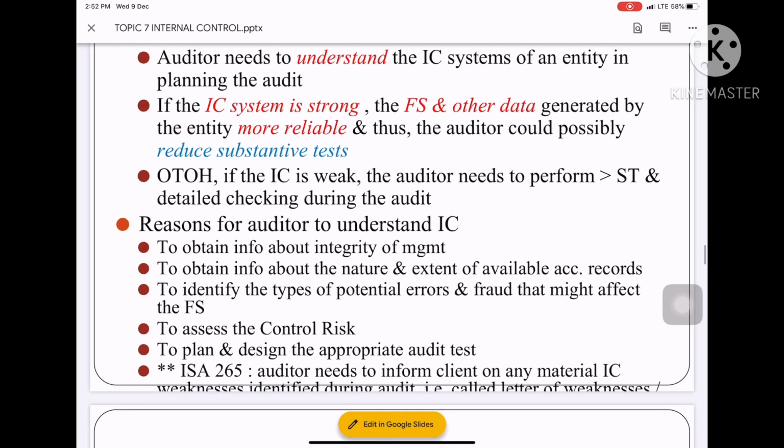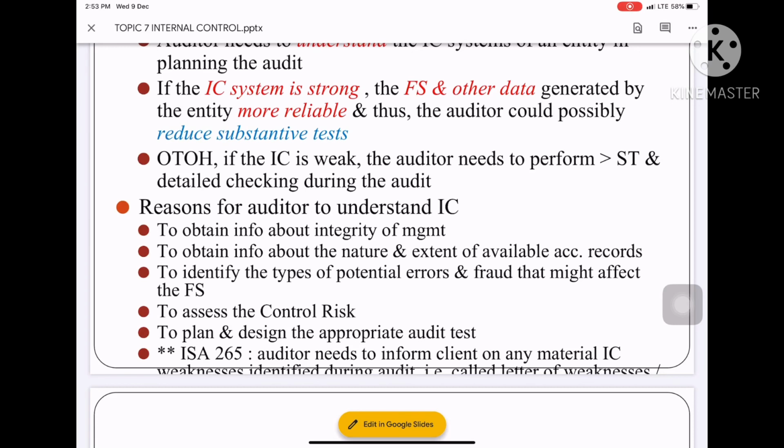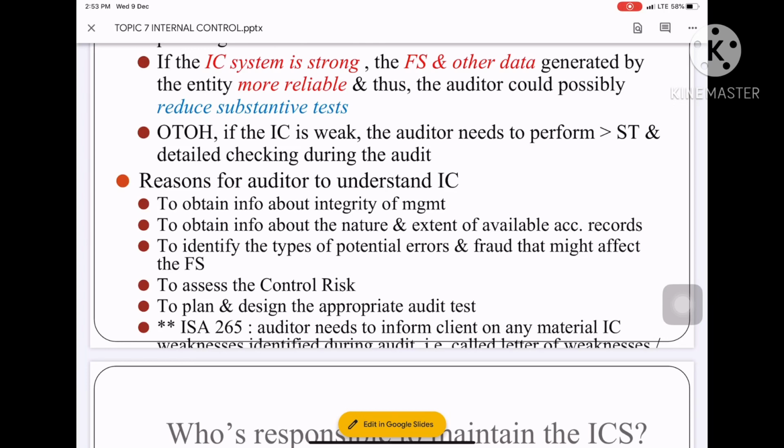The reasons for the auditor to understand the internal control system are, number one, to obtain information about the integrity of the management. We have to understand the system first because we would like to know the integrity of the management. If the management integrity is good, of course they would like to carry on the system. Next, to obtain information about the nature and the extent of available records and documents. We can see whether the company has a full record, the extent of the record, and how detailed they keep the records for each transaction.